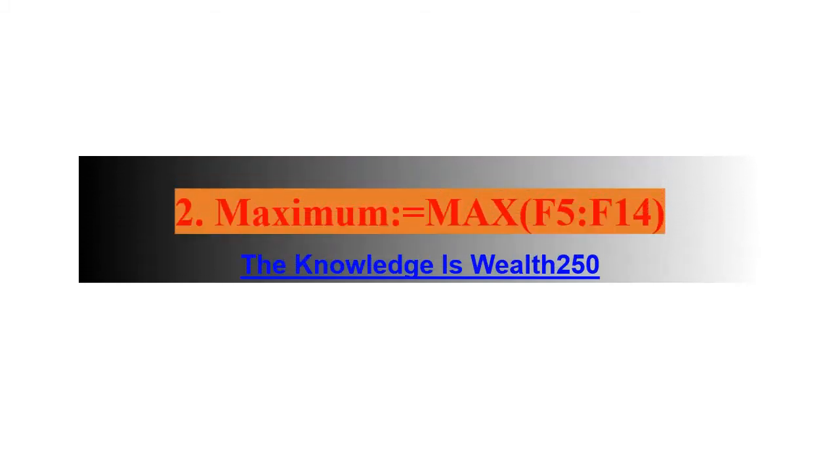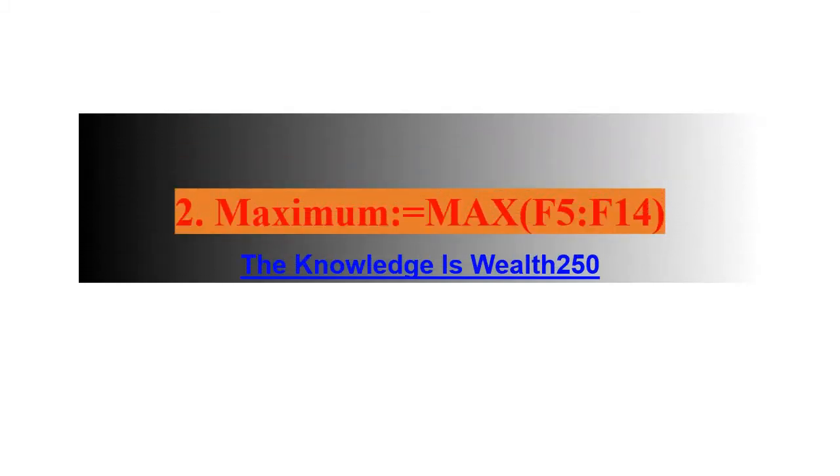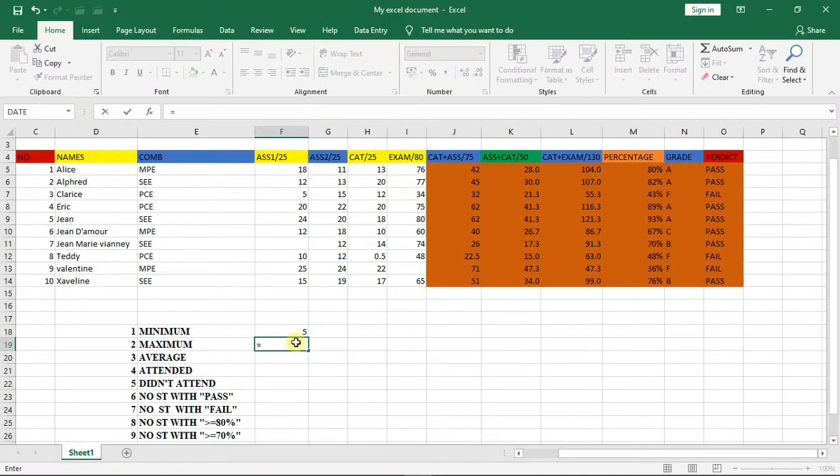Then the second formula that we're going to calculate is maximum. Let's see the formula that we use in calculating maximum. Equal sign, then max. After writing max, you open your bracket. After opening your bracket, you select the range as usual like this. After selecting your range, you click the enter key, then you get your maximum.